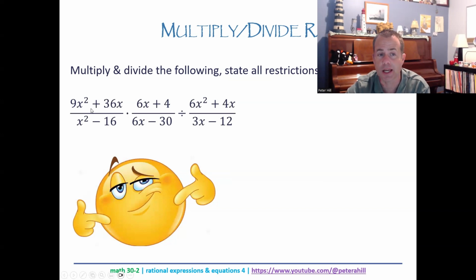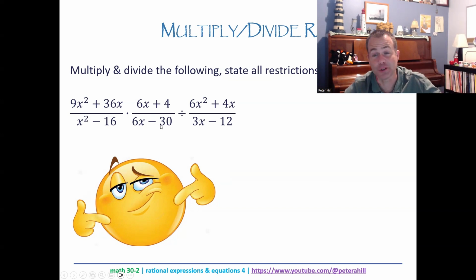I can take out a 9x, and I'd be left with x plus 4. On the bottom, I have a difference of squares, so that'd be x plus 4, x minus 4. In the middle top, I can take out a 2 and be left with 3x plus 2. On the bottom, I can take out a 6 and be left with x minus 5.